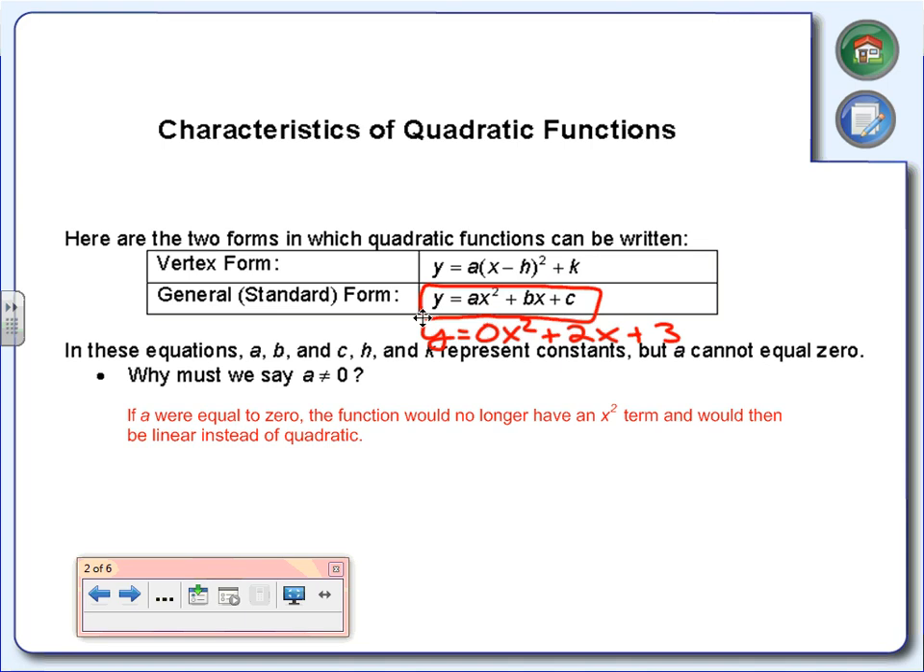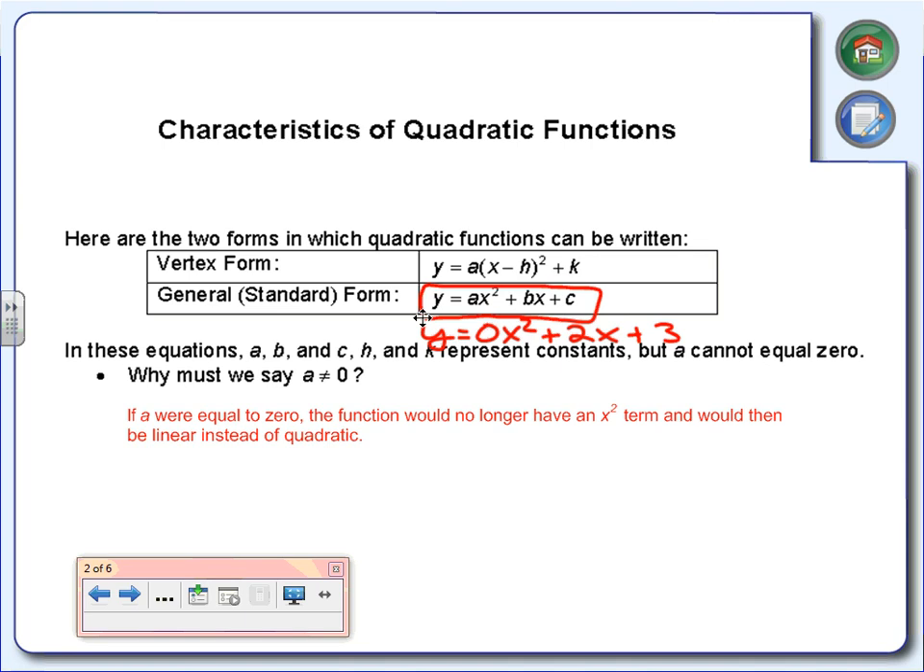Okay? So it's important that a not be a 0. It can be any other number. It can be fractions, it can be decimals, it can be negative numbers, it can be positive numbers. The only number that it cannot be is a 0. Now keep in mind, it's only the a that can't be a 0. B can be a 0, C can be a 0, H can be a 0. The only one that can't be the 0 is the a, because that would result in a linear function rather than a quadratic.